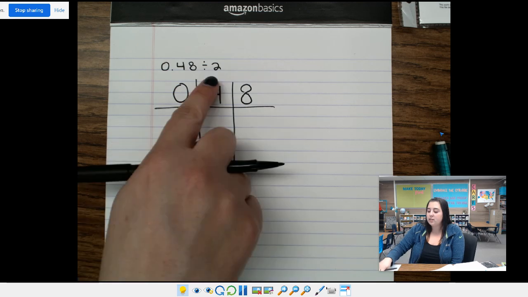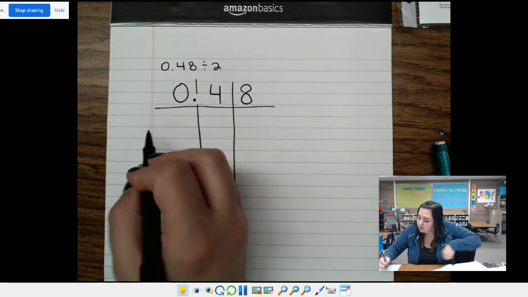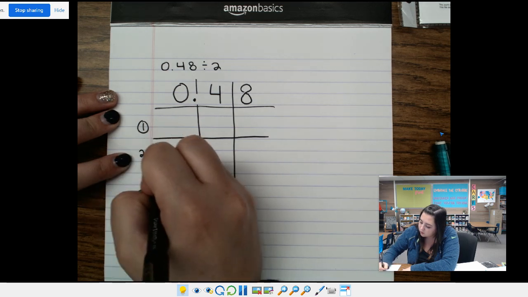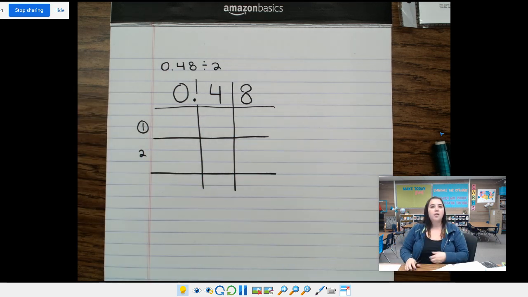So if we're dividing it into 2 groups, I'm going to need group 1, group 2. There we go. All right, take a second and I want you to try and solve. What would this look like? All right, pause because you're going to need more time.